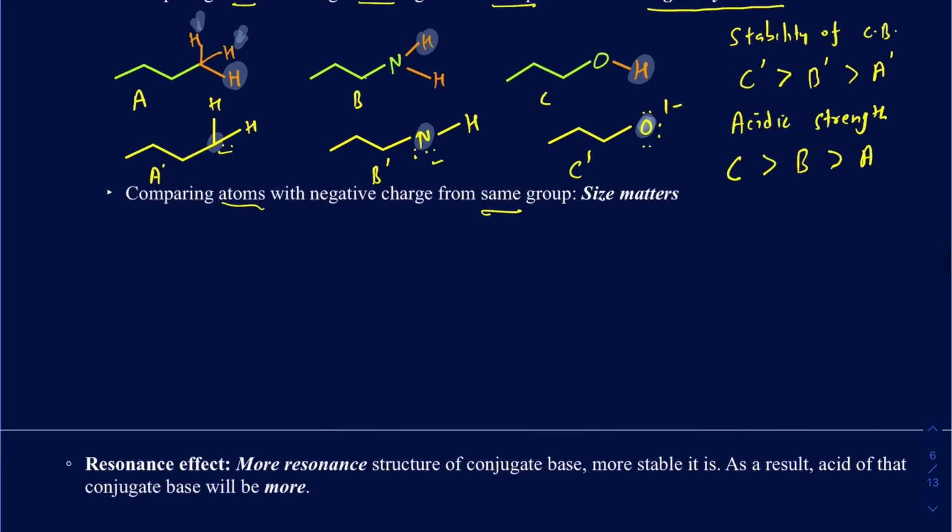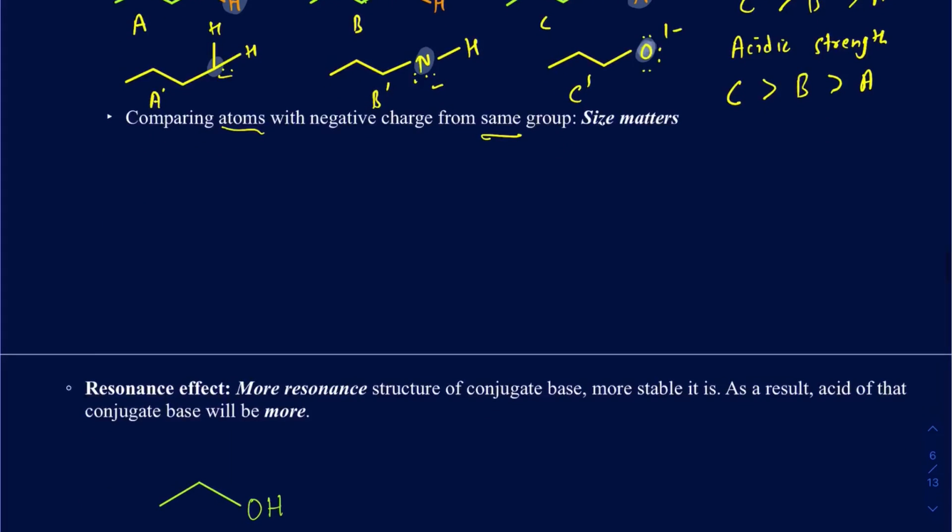Now, what happens when you're not in the same period, but rather in the same group? I can take a very generic example, something like HF, HCl, HBr, and HI. Go ahead and write down their conjugate bases. That's going to be F minus, Cl minus, Br minus, and I minus.